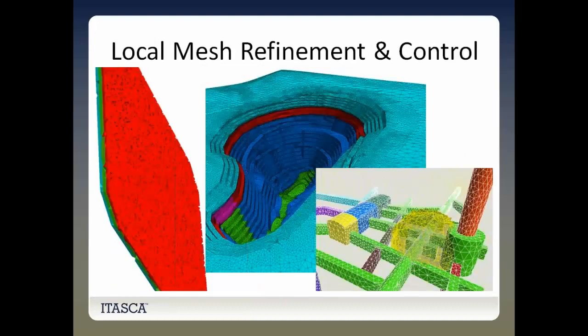And then local refinement. This is an example of a pit where the mesh was produced in a tetrahedral way, and in a similar way to the one I showed earlier for the tunnel, the mesh has been refined into hexahedral meshes in the neighborhood of the detail.